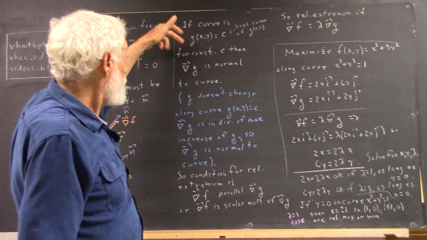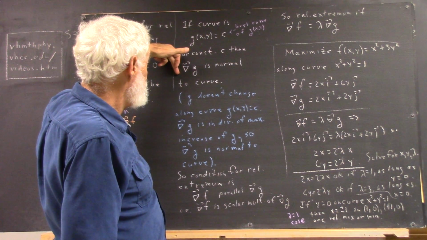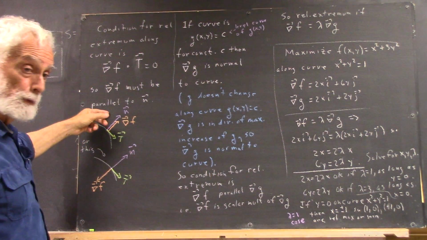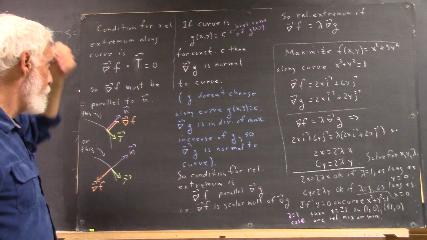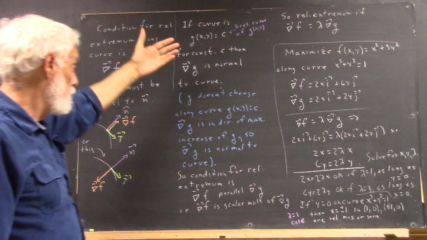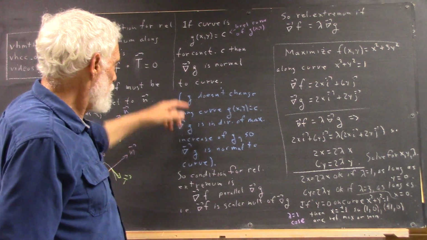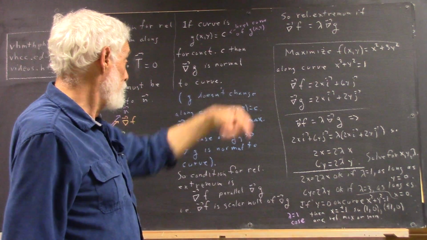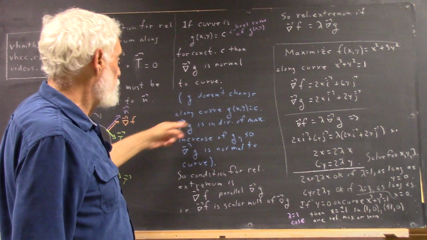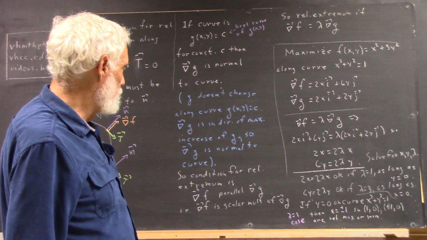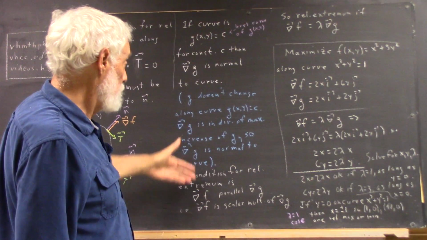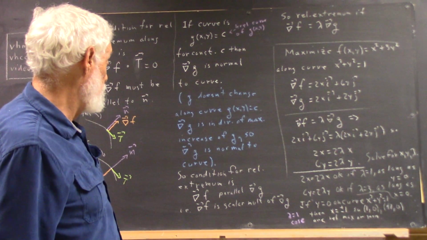Okay, so del G is going to be our normal. So instead of n here, we can replace n with del G, the gradient of G. Okay? And then I make a comment here. I say G doesn't change along the curve. G of xy equals c. Del G is the direction of maximum increase of G, so del G has to be normal to the curve. That's your argument, but you need to make sure you understand it.